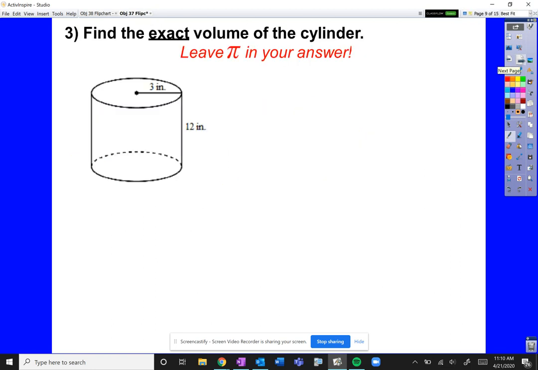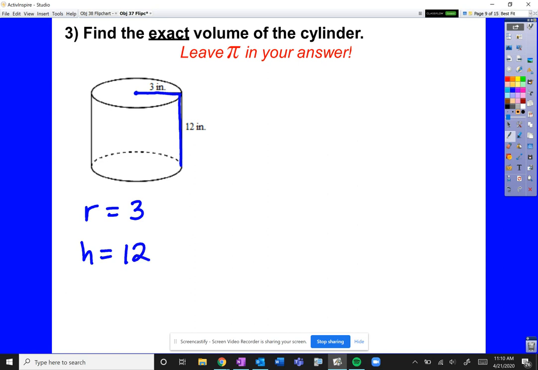Find the exact volume. Leave pi in your answer. Perfect. So when we know we're not going to use 3.14, we're just going to be exact. Okay, let's look at our diagram. What do we have here? Well, we have a measurement that goes from the center of the circle out to one edge, and we know that that's a radius. So perfect. So our radius is 3. And we look at the cylinder and we see how tall it is here. Well, looks like we're given a height of 12.